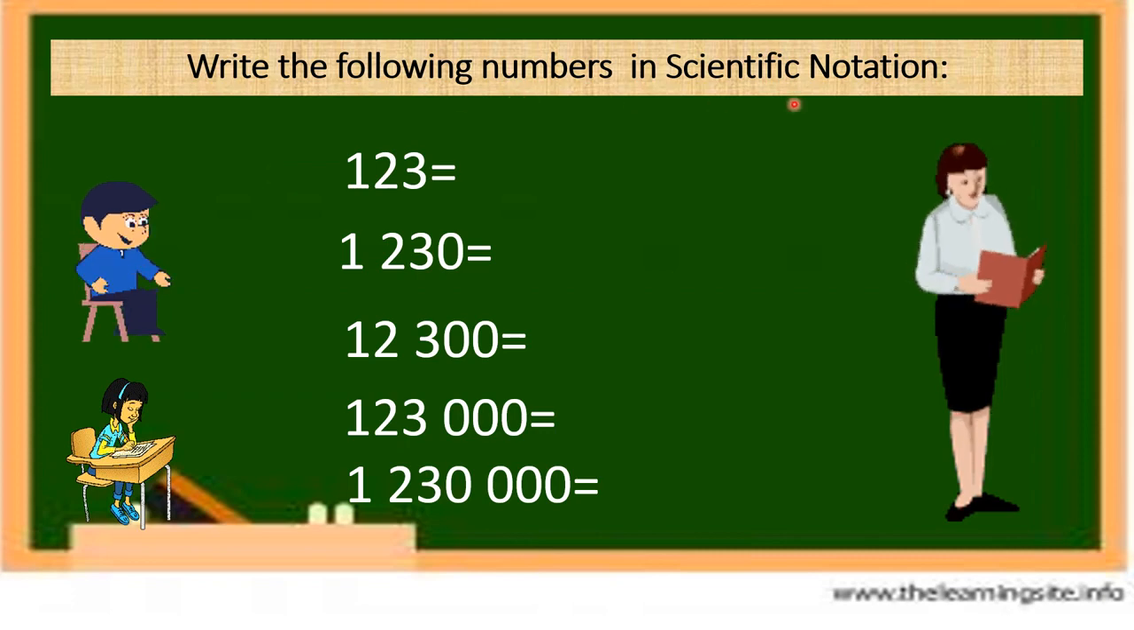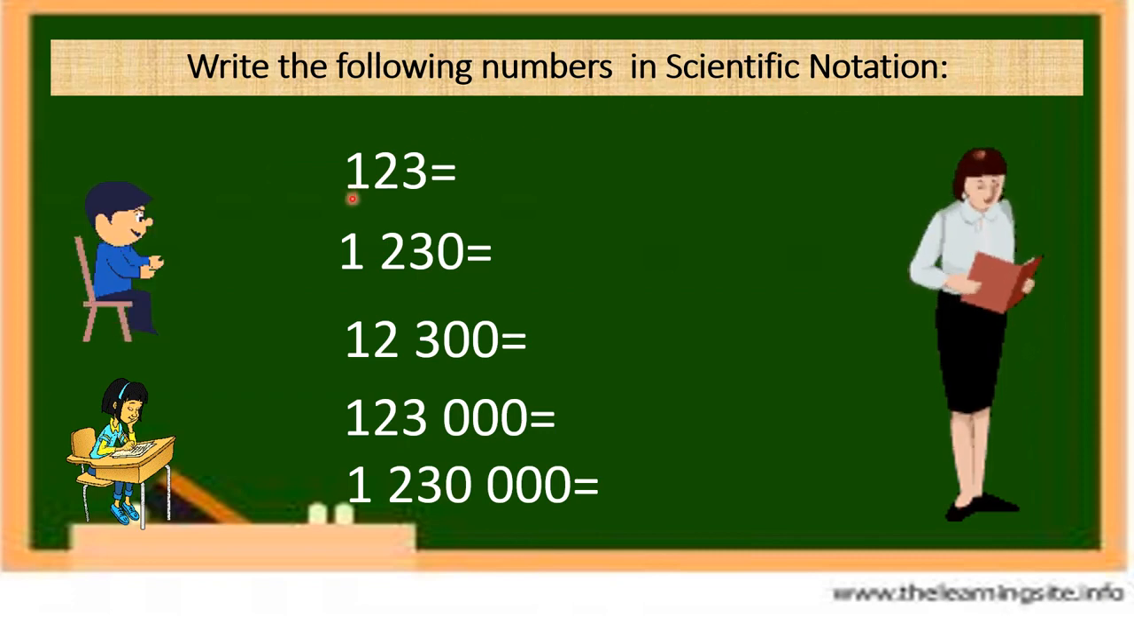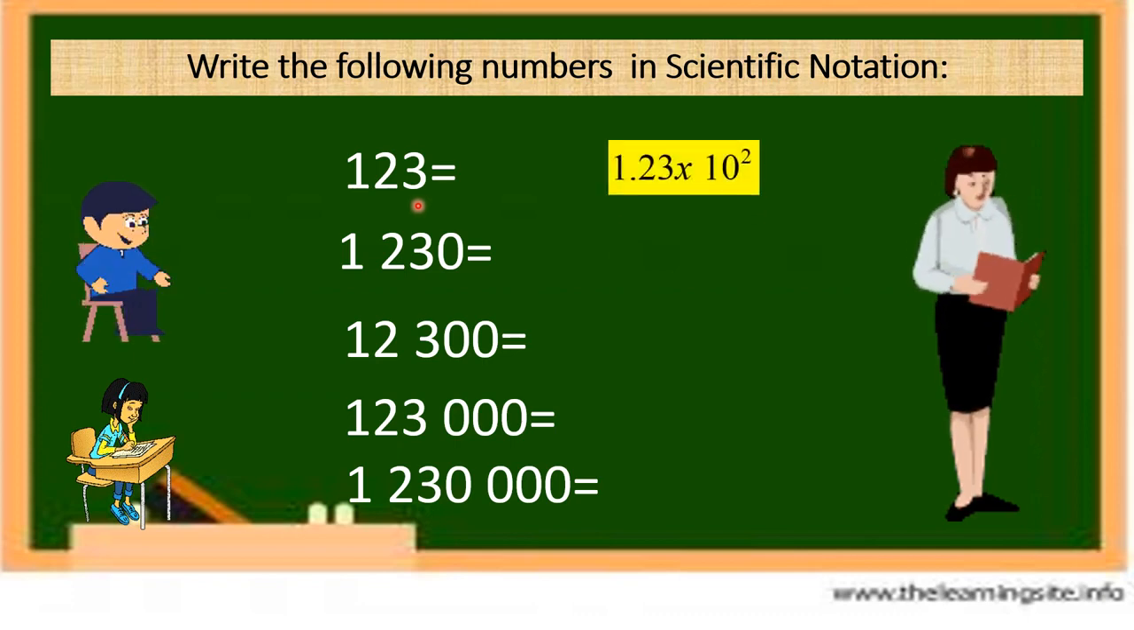Write the following numbers in scientific notation. The given is 123. Look at the first non-zero digit. The first non-zero digit is 1. So we need to place the decimal point between 1 and 2 and count the number of digits to the right. 1, 2. So the answer is 1.23 times 10 squared.